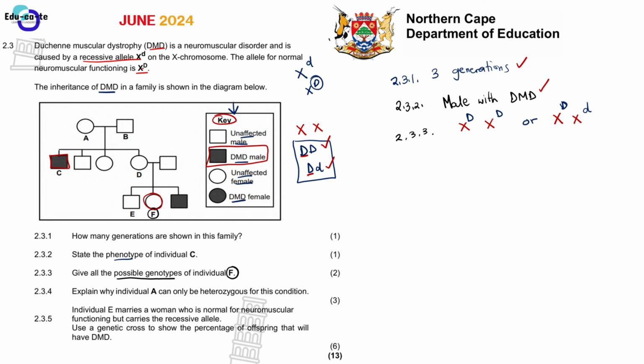So it means that the fact that she's normal, she must have X with a capital letter D. But the combination can differ. It can be X with a capital letter D and another X with a capital letter D, or it can be X with a capital letter D and another X with a small letter d. So this small letter d is masked.